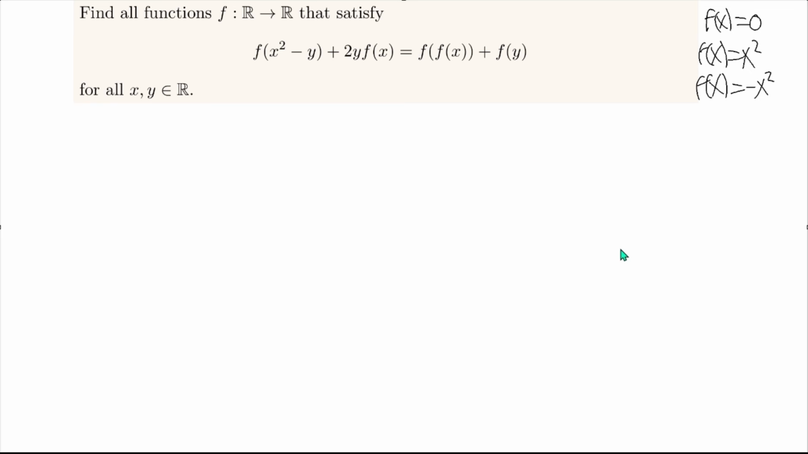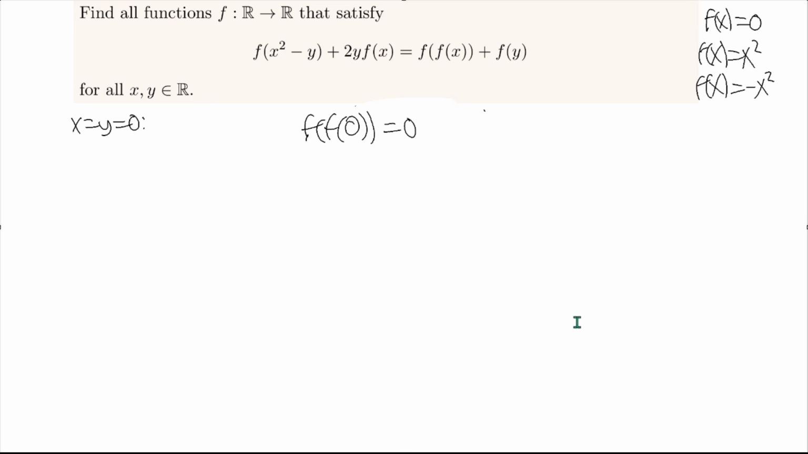So we first need to plug in some basic things. So let's go ahead and try plugging in x equals y equals 0 to start. Then what we get is f of 0 is equal to, because this term is 0, f of 0 plus f of 0. And surprisingly enough, the f of 0 terms cancel out. So what this results in is f of 0 is equal to 0. So this is already pretty useful right off the bat.